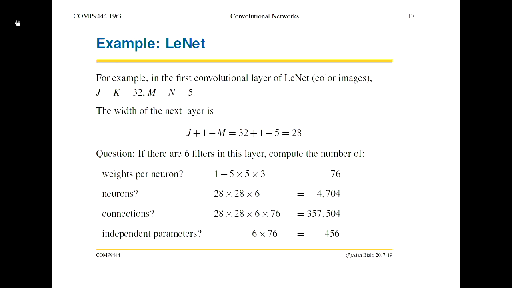The number of independent parameters is actually only 6 times 76, because there are 6 filters, and in one filter, all the neurons are using the same weights, and each neuron has 76 connections, so there's really only 76 parameters for each filter and 6 filters. So the total number of free parameters is only 456. Any questions about this? There's an exercise on the website for you to work through a similar situation.